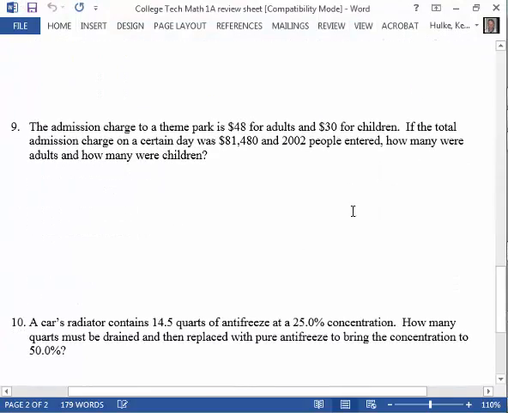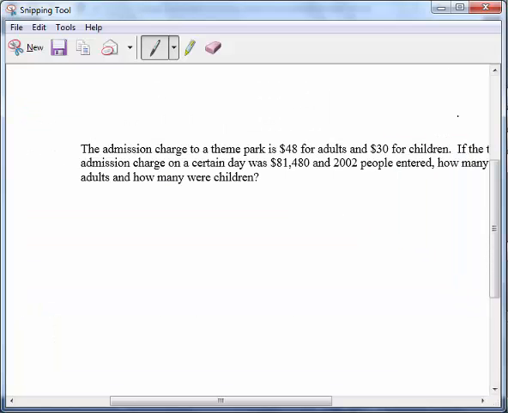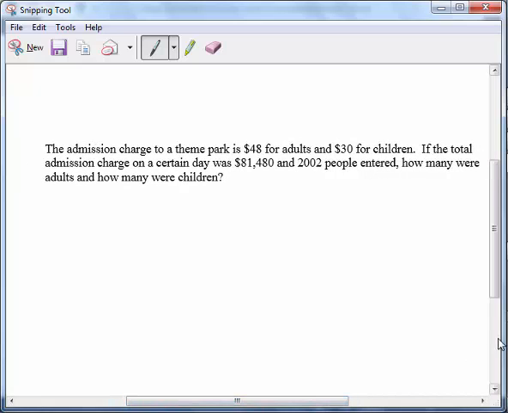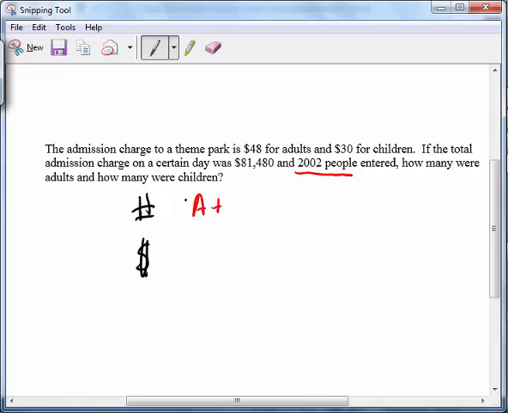The admission charge for a theme park is $48 for adults, $30 for children. If the total admission on a certain day was $81,480 and 2,002 people entered, how many were adults and how many were children? So let's go by the number problem and the dollar problem. Okay, here is the number problem right here. Adults plus children is 2,002.